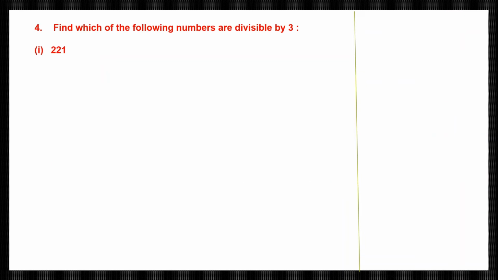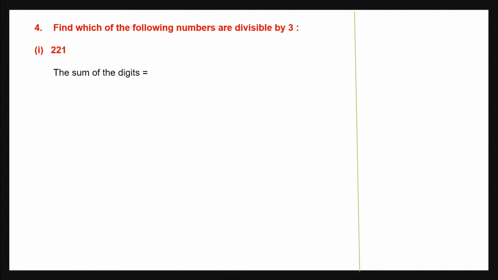Question 4. Find which of the following numbers are divisible by 3. So for 3, we have another test. So the number given to us is 221. Now, if I divide this by 3, will my remainder be 0? Okay, without actual division, let's find out.